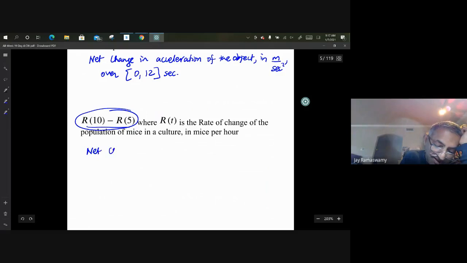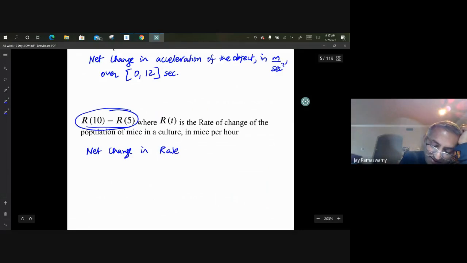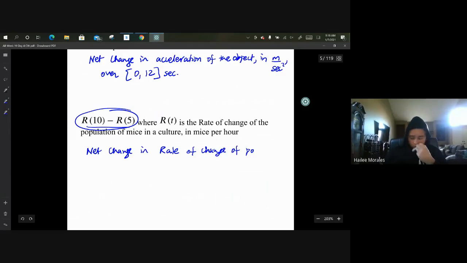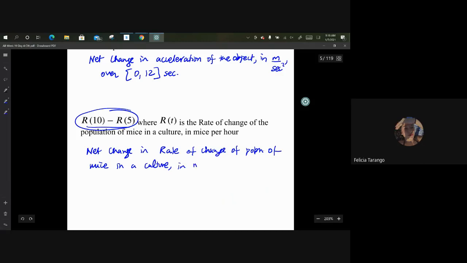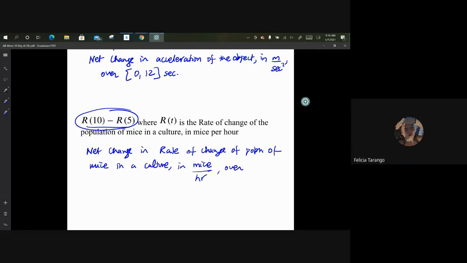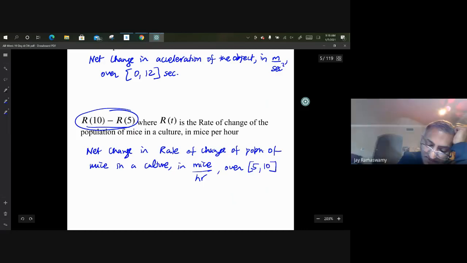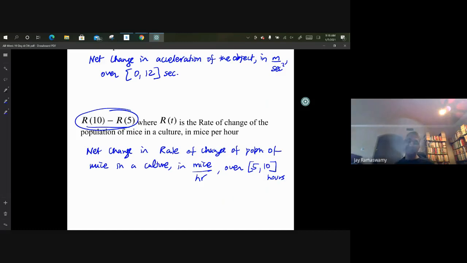Net change in the rate of change. Thank you, rate of change. Very good. Rate of change of the population, population of mice. Don't be lazy. In a culture, measured in mice per hour. It's just the same units. You don't have to overthink it. Over the interval 5 to 10, the units are hours. The time is measured in hours. It's that easy, guys.